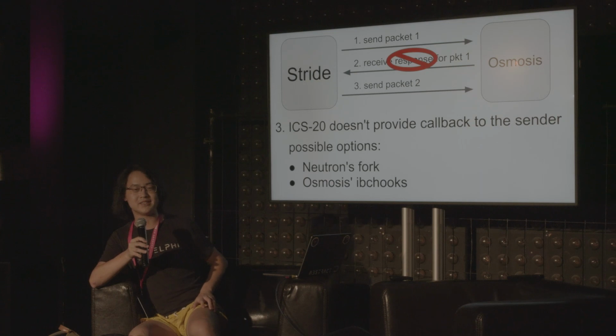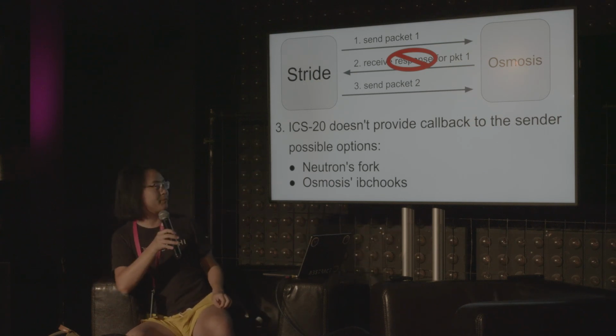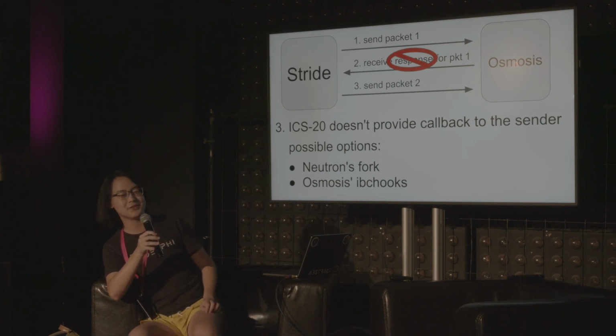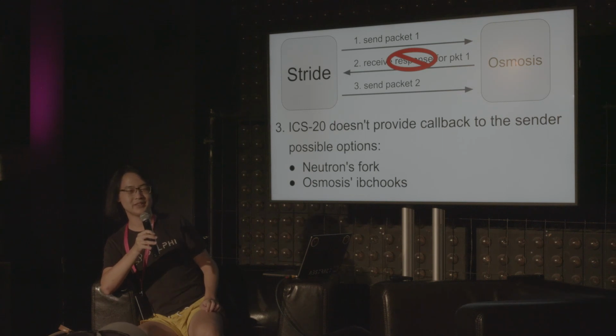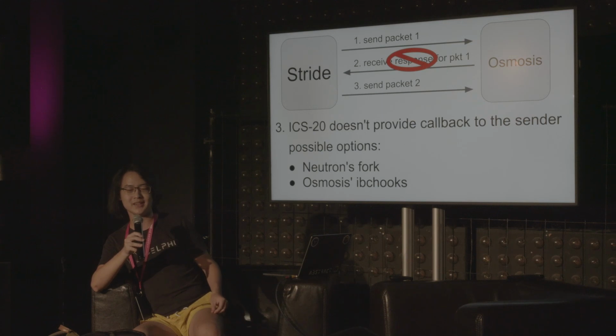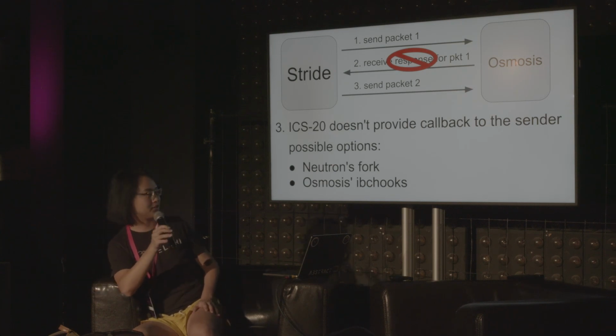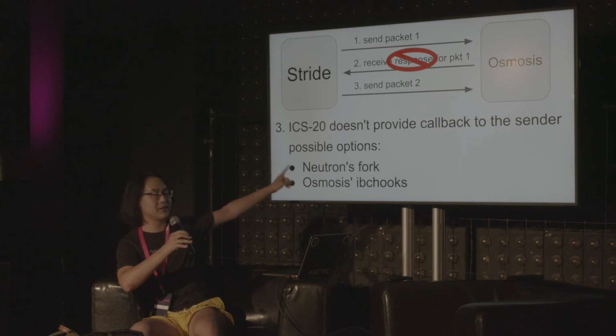The third problem is this pattern I just mentioned is actually literally impossible. Why is it impossible? Because ICS-20 doesn't give you a callback. The token transfer protocol ICS-20 is programmed in such a way that it doesn't inform the sender of the outcome of the packet. So you don't actually receive a promise that you can chain actions afterward. This literally doesn't work.